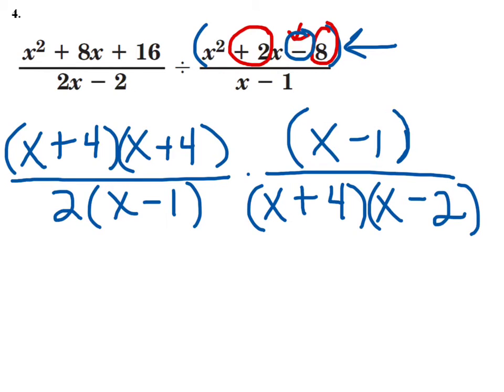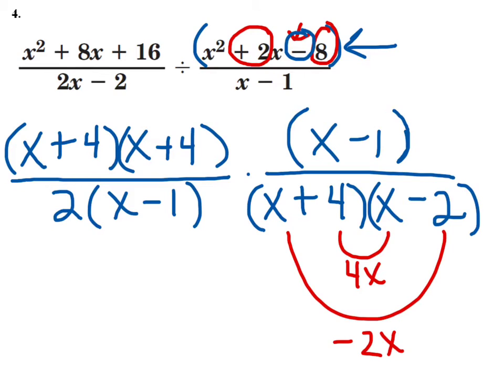And remember a way that we can check that process. When we do our outer product and our inner product, we've got a positive 4x and a negative 2x. Remember, this is the multiplication process that you take mentally to make sure that these two products give you a combination of what your middle term would be. And since 4x minus 2x is 2x, we are confident that we've factored correctly.